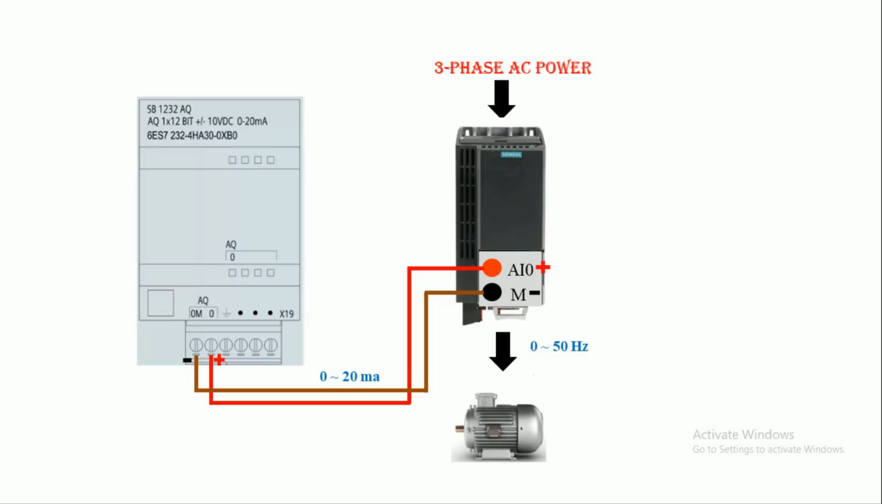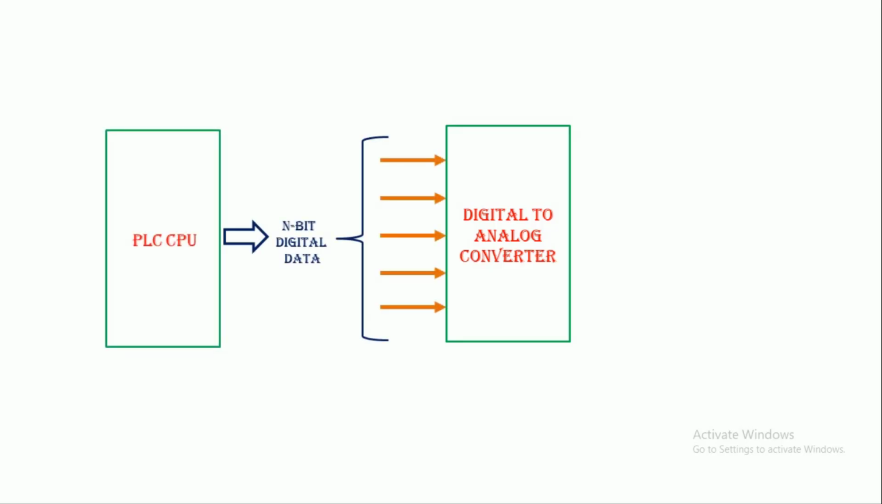Now, before we proceed to PLC programming, let's take a look at the working principle by which the Siemens S7-1200 PLC provides analog output. A PLC analog output module uses an internal digital-to-analog converter to create the analog signal. The PLC processor generates a digital value representing the desired output, and the digital-to-analog converter translates this into a continuous electrical signal to control devices like valves or drives.